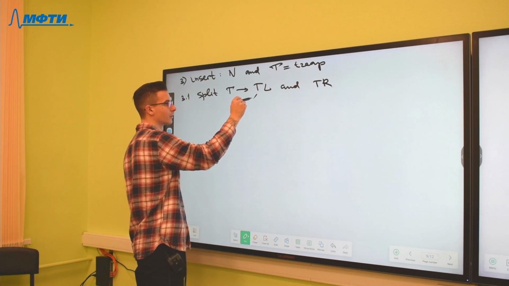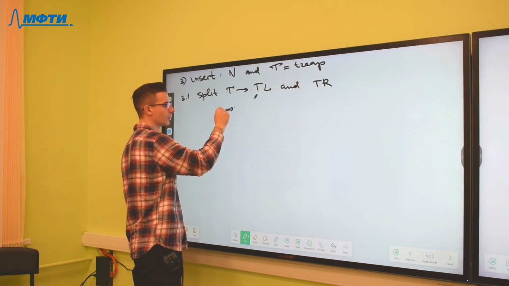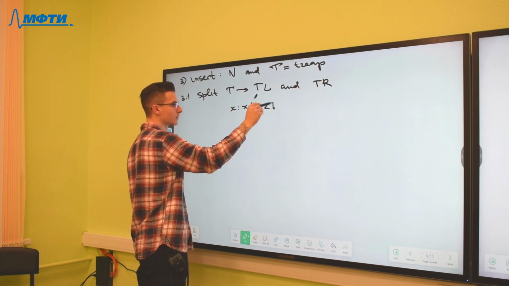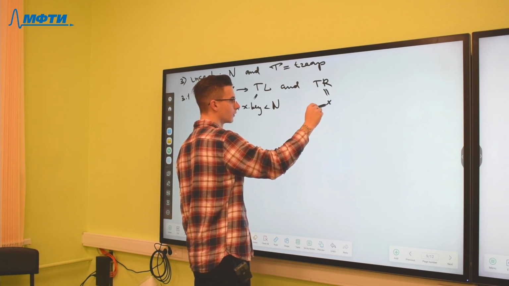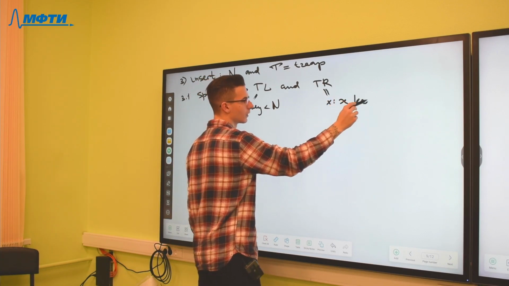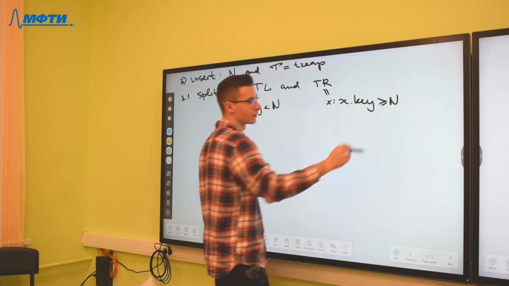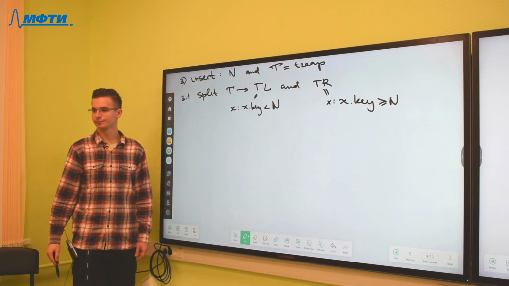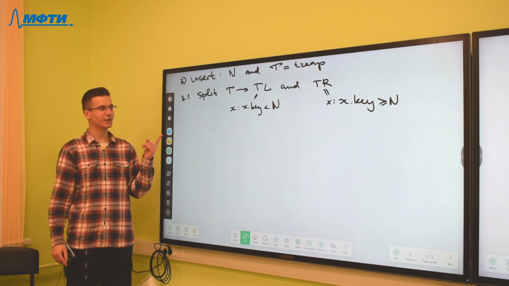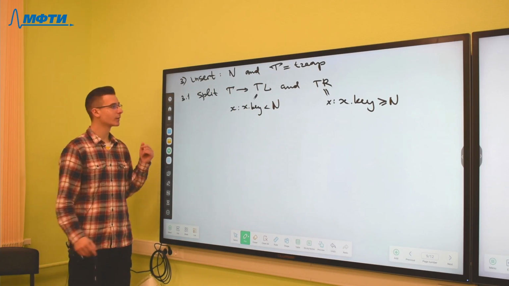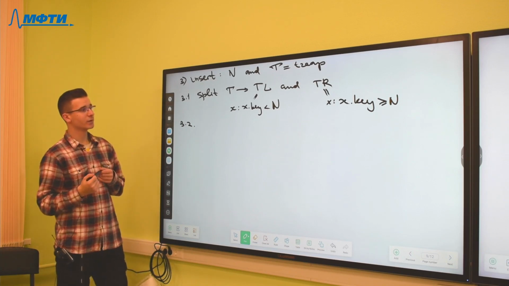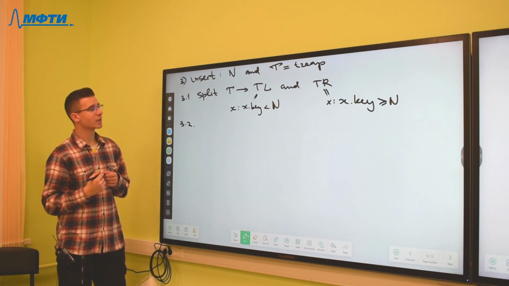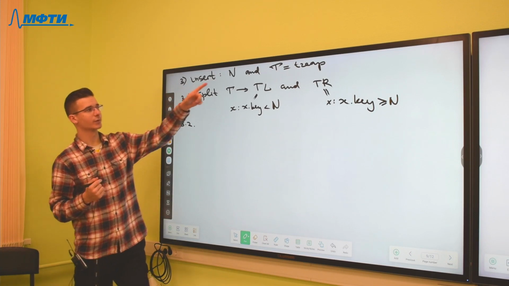Here will be numbers x such that xk is smaller than n. Here, x such that it is bigger or equal to n. We know how to split the treap by the number. Then we know what is the maximum priority number in the treap.